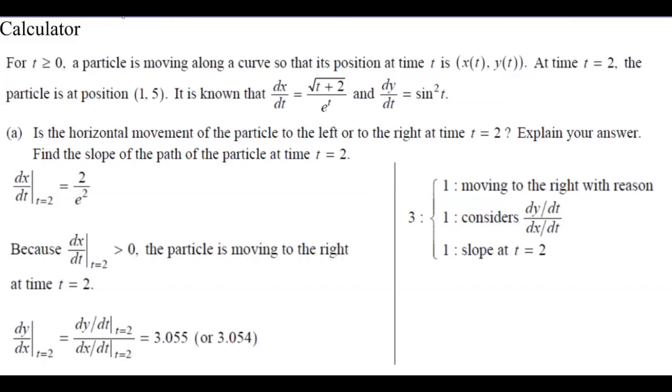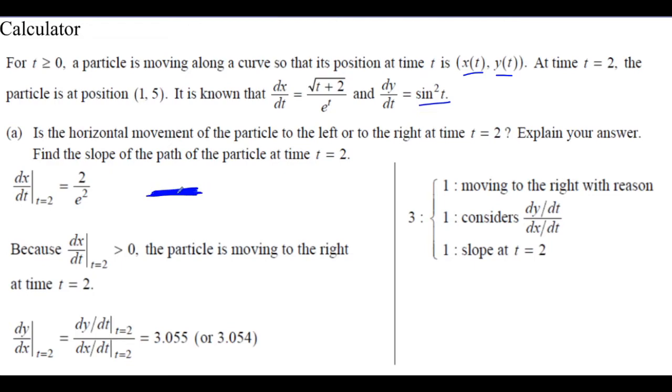For t greater than or equal to 0, a particle is moving along a curve so that its position at time t is x of t, y of t. At time t equals 2, the particle is at position (1, 5). It is known that the derivative of x is this, and the derivative of y is sine squared. Is the horizontal movement of the particle to the left or to the right at time t equals 2? Explain your answer. Then we're going to find the slope of the path of the particle at t equals 2.